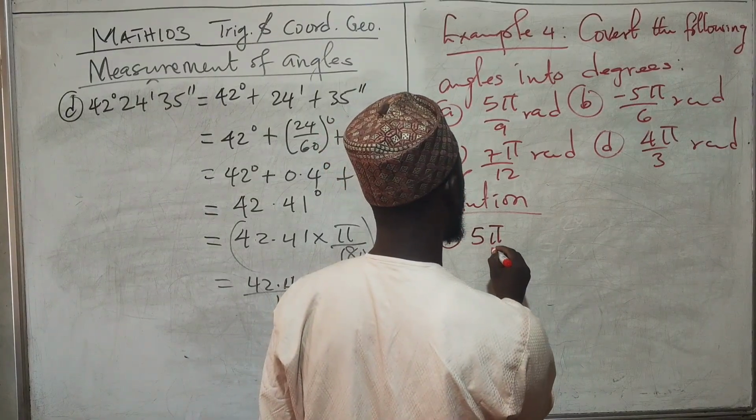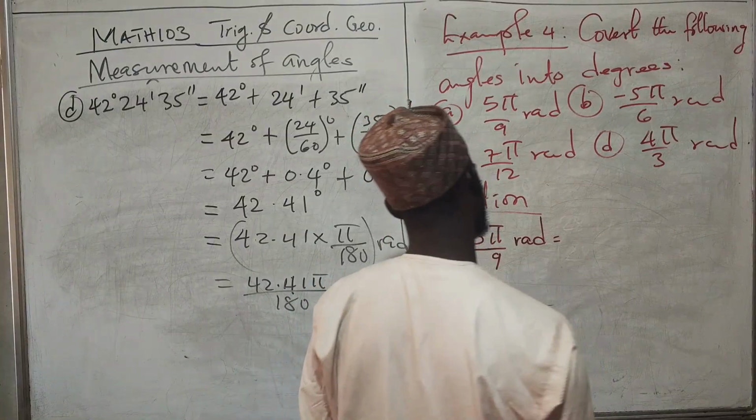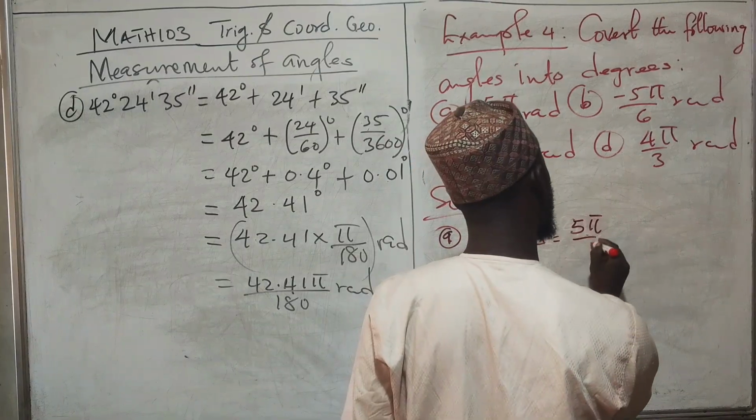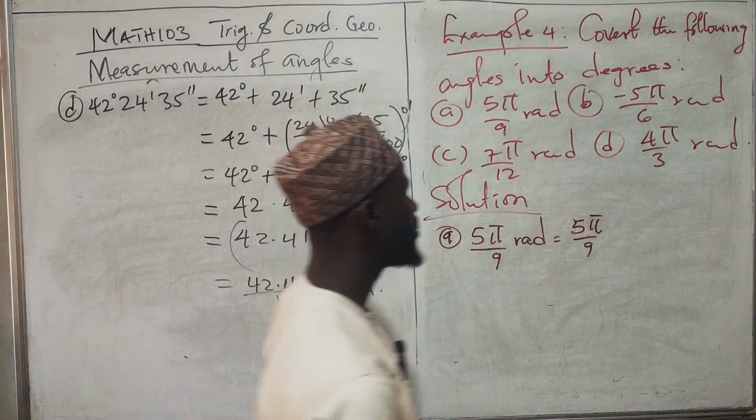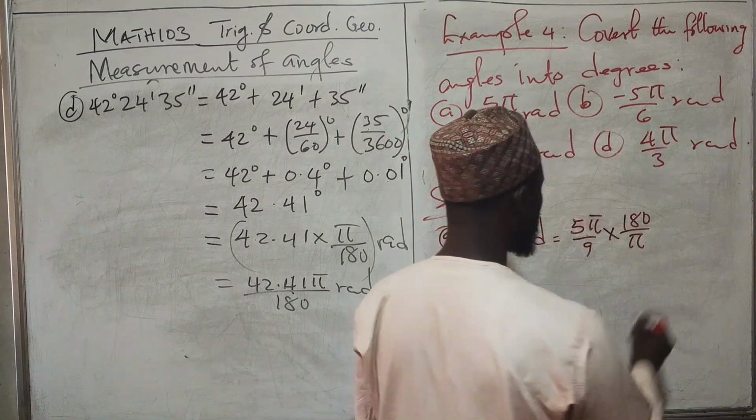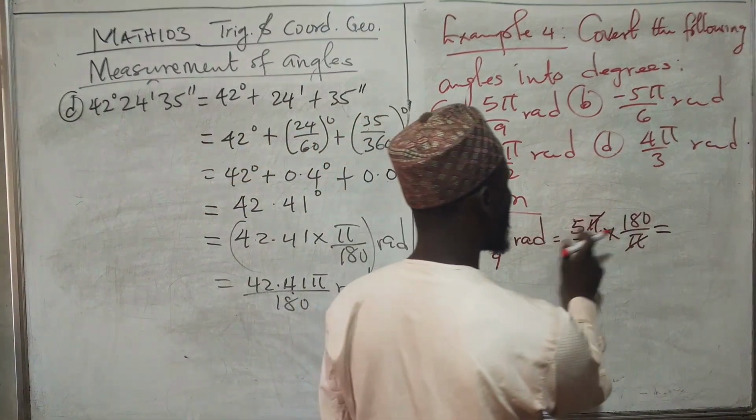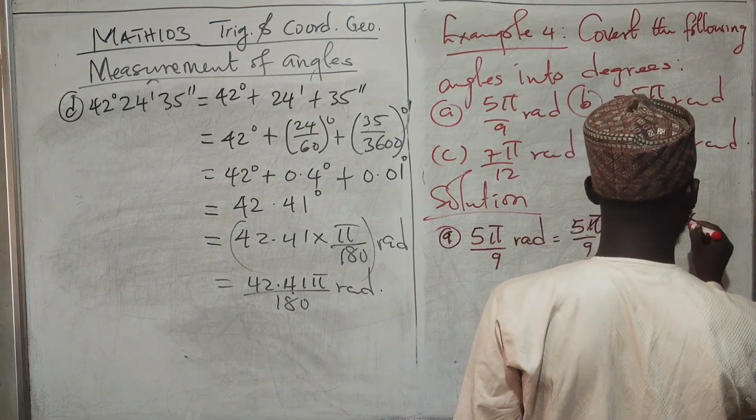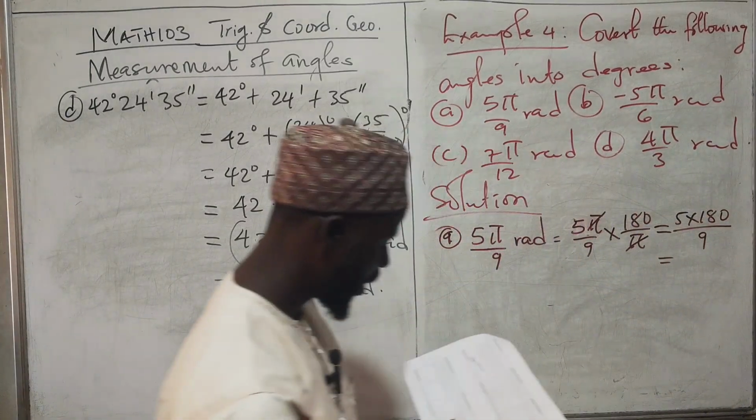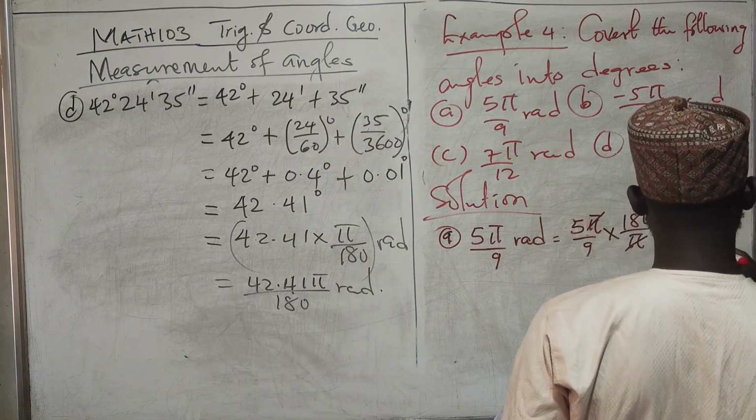in radian. So this is equal to 5 pi over 9, the given angle, you multiply it by 180 over pi, so that pi will cancel pi. You are left with 5 times 180 divided by 9. And this will not be difficult to evaluate. So all you have is 100 degrees. After conversion, this is in degrees.